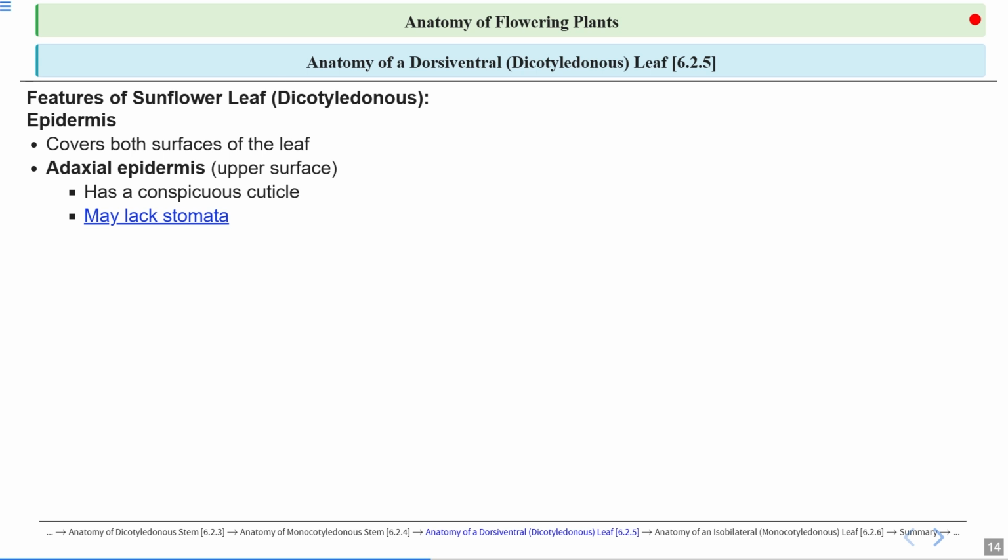See, dorsiventral means leaf. Yes, to prevent the water loss. If they were present on the dorsiventral leaf, the upper surface is exposed to the sunlight, so there will be more transpiration. But the stomata are present on the lower surface in the dorsiventral leaf because the sunlight is not coming to the lower surface directly, right? So upper surface, they may lack stomata.